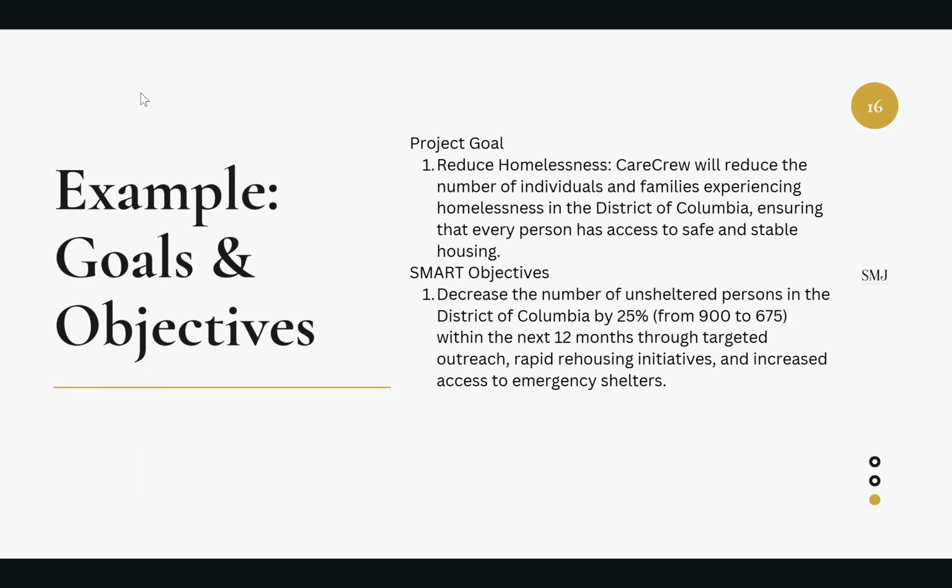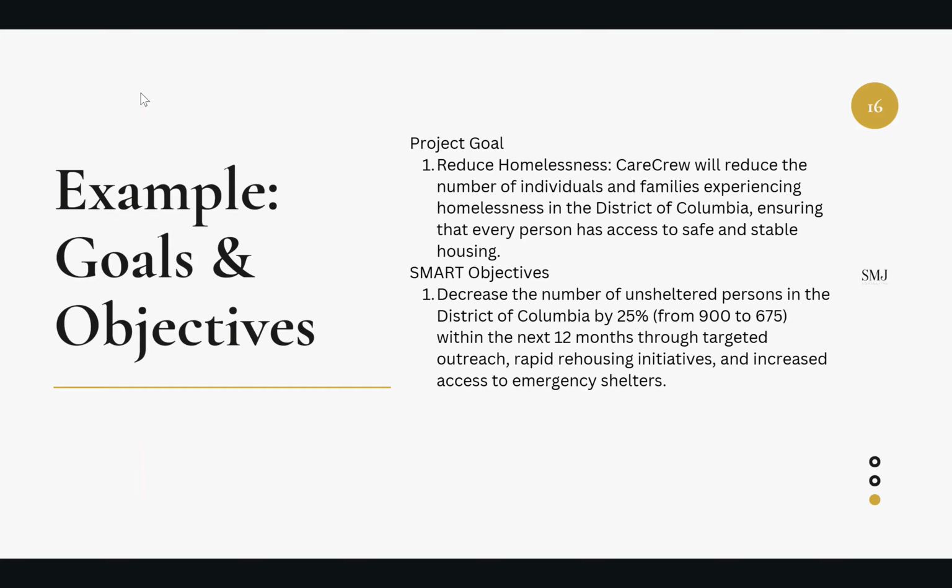So the focus of this applicant's request is to help house the homeless population. It's very clear what they're working on. And they have also used SMART objectives to describe how they plan to assess their progress and also how they plan to measure their goals.